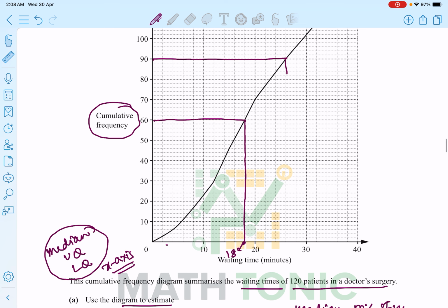Then if you go down, it is intersecting here, right? So I think this will be your 26. Yes, this is 26. And for 30 also, if I draw a horizontal line and go down, I'm getting this one as 12. This is your lower quartile, this is your upper quartile, and this one we already got as the median, right?